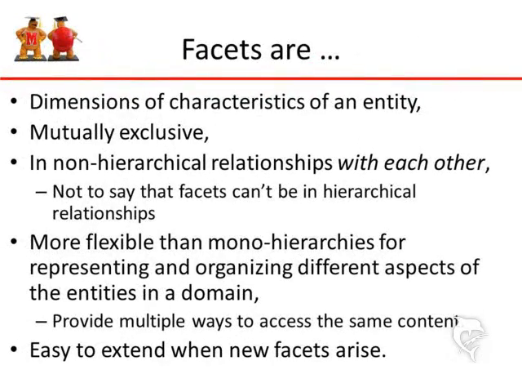So those zoo categories are facets. What are facets anyway? So facets are dimensions of characteristics of an entity. Like with the zoo app, the entities are animal exhibits, and the facets we discussed were animal type, location, and feeding time.